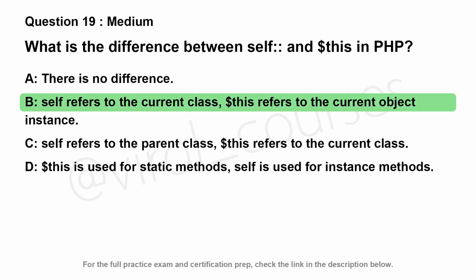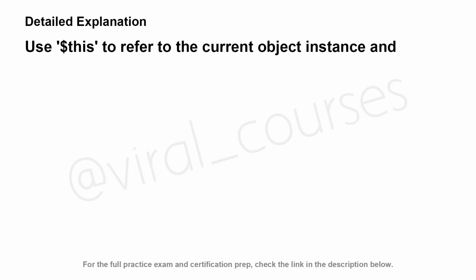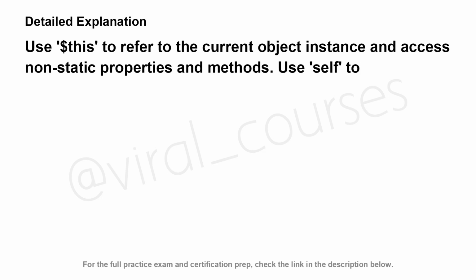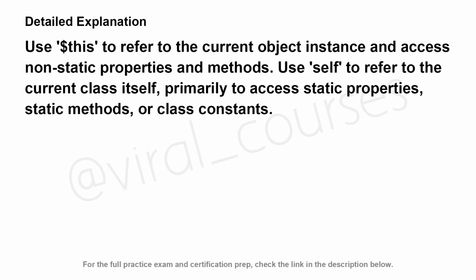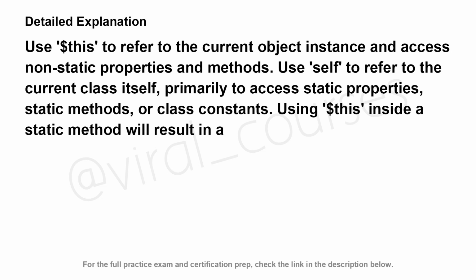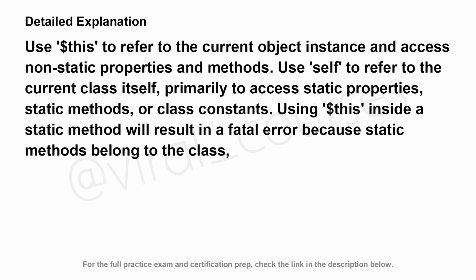The correct answer is B. Use $this to refer to the current object instance and access non-static properties in methods. Use self to refer to the current class itself, primarily to access static properties. Static methods are class constants. Using $this inside a static method will result in a fatal error because static methods belong to the class, not a specific object.